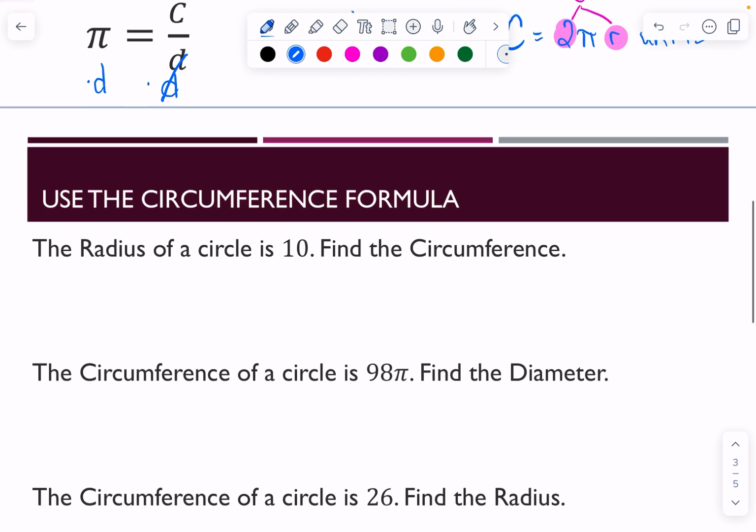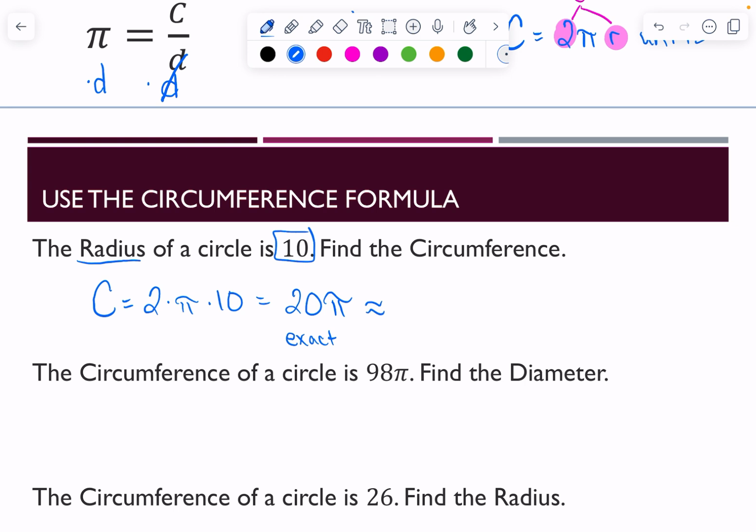All right, so how do we use this? Well, let's start off. The radius of a circle is 10. Find the circumference. So they're giving me the radius, and they're telling me it's 10. So my circumference is equal to 2 times pi times 10, which is equal to 20 pi. This is what we call the exact answer. Now what we're going to do is find an approximate. Typically we approximate to 2 decimal places.